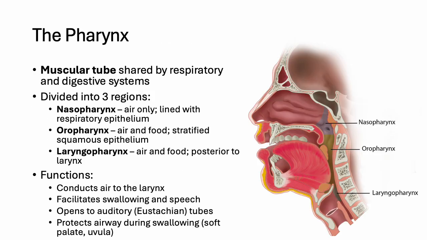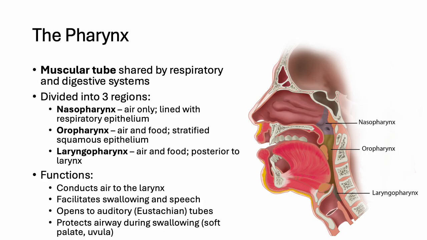The pharynx is a muscular passageway that plays a dual role in the respiratory and digestive systems. It conducts air to the larynx and food to the esophagus, making it a critical crossroad in the throat. It's divided into three distinct regions. The nasopharynx, which is located directly posterior to the nasal cavity, serves exclusively as an airway and is lined with ciliated pseudostratified columnar epithelium.